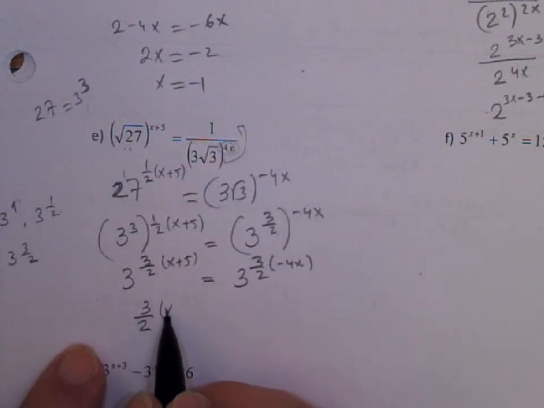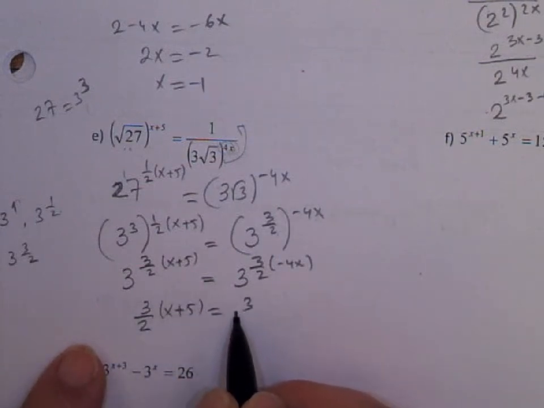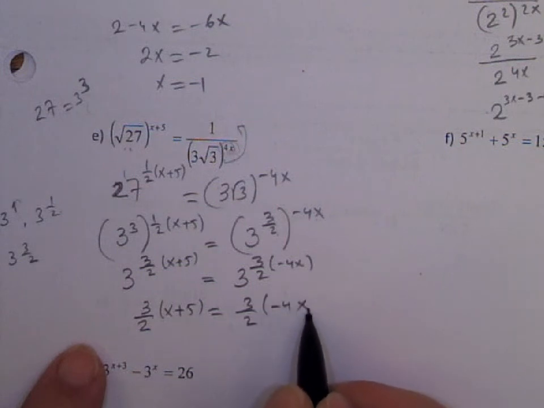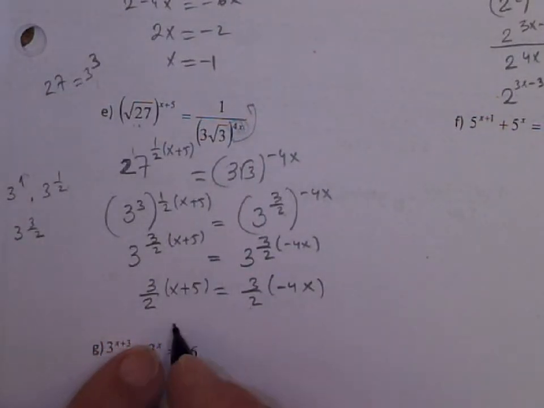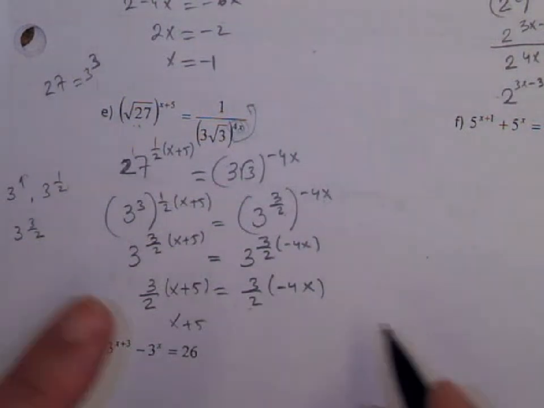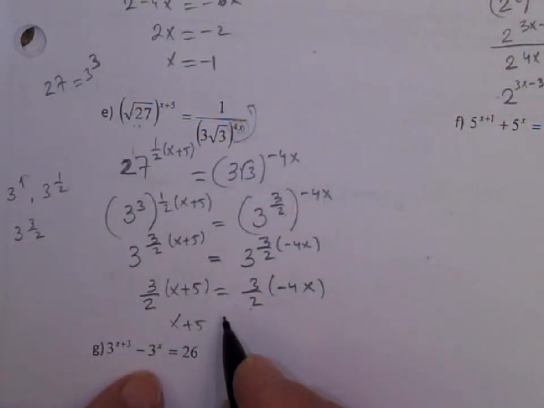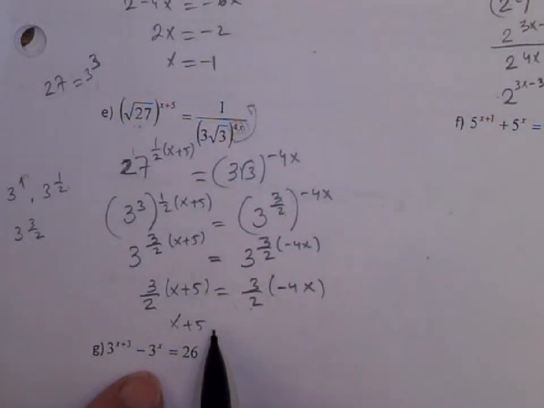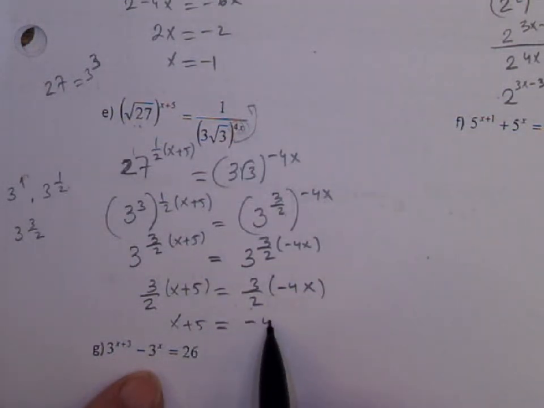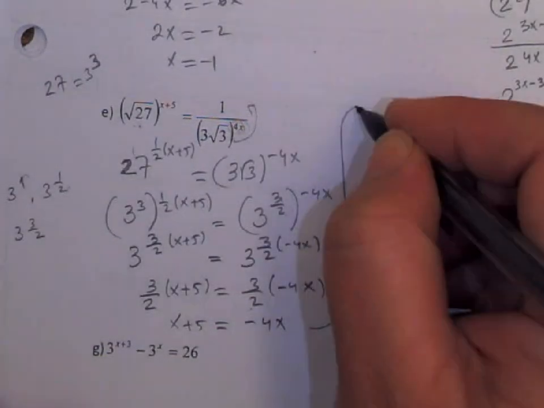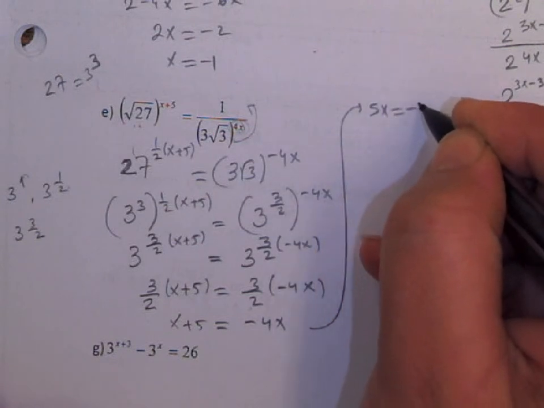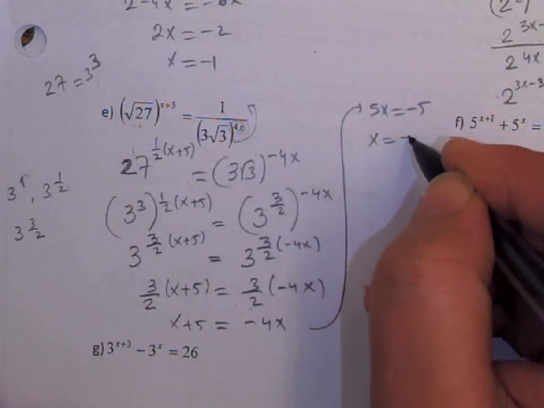3 over 2 times x plus 5 equals 3 over 2 times negative 4x. As you see, there is 3 over 2 on both sides. Then we can divide both sides by 3 over 2, or multiply both sides by 2 over 3 to get rid of it. So that gives us x plus 5 equals negative 4x. So 5x equals negative 5, x equals negative 1.